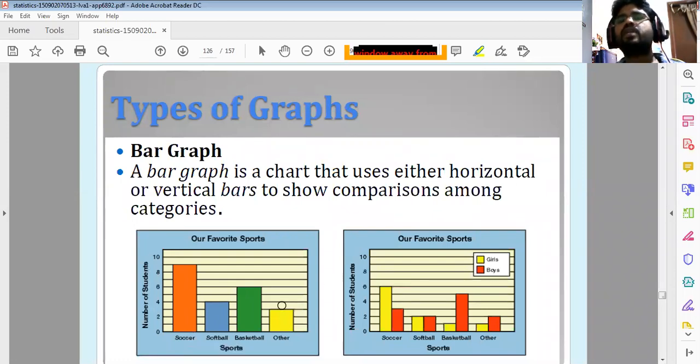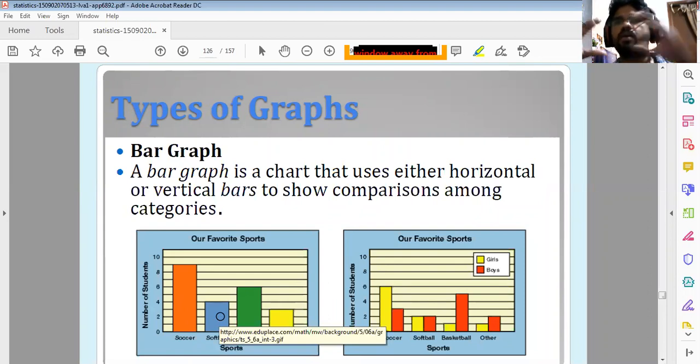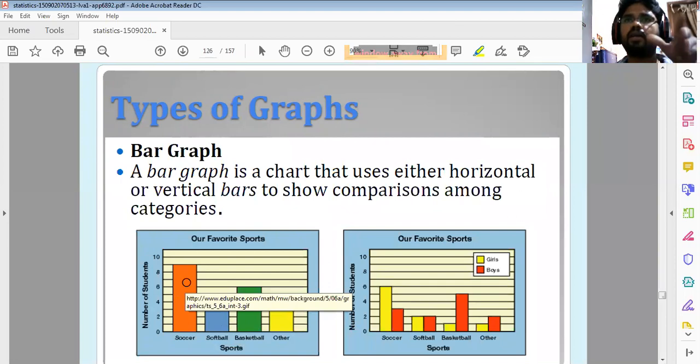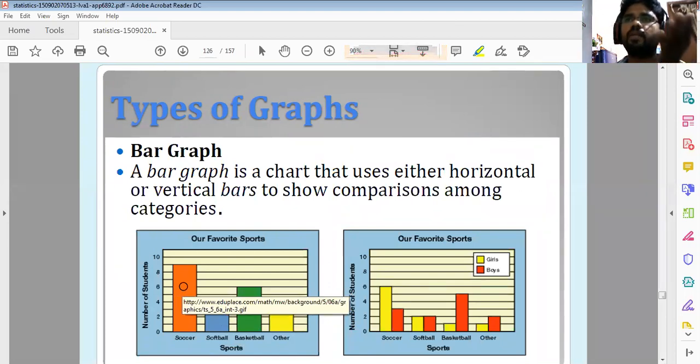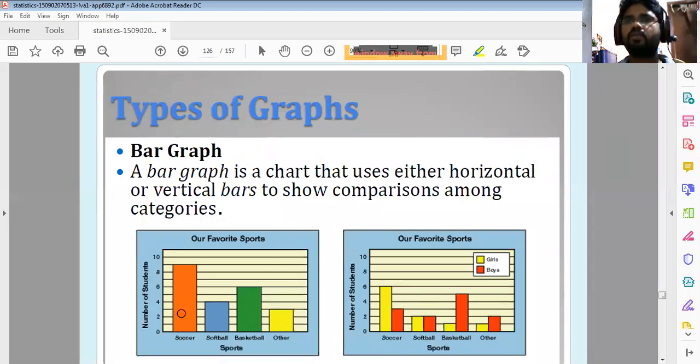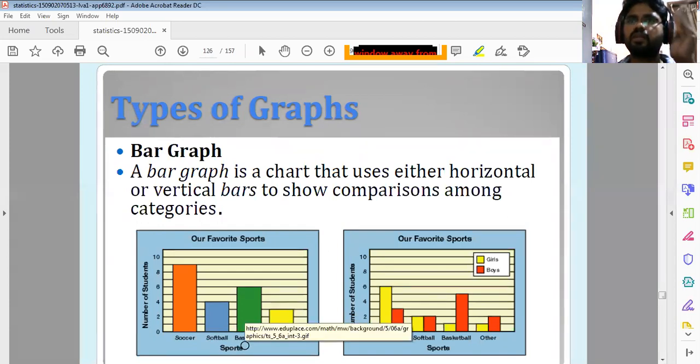In order to compare how many students play particular games, we can easily understand that if a bar is higher, it shows that more people are playing that particular game. For example, if you take into account others, when you compare with these four games, fewer people prefer other games than soccer, softball and basketball.